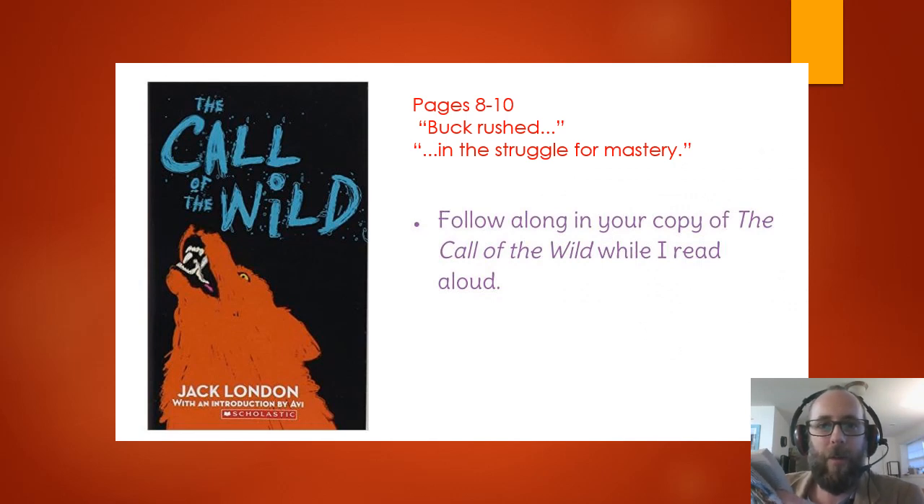Okay, we are jumping back into the book now. We're going to start at page 8 where we left off right near the top with the line Buck rushed, and then we're going to end on page 10 where it says in the struggle for mastery. So follow along in the book. Again, make sure your eyes are following along with me as I read, or if you want to pause the video and actually just read on your own, you may do that as well. All right, page 8. Pause if you need time to get there.